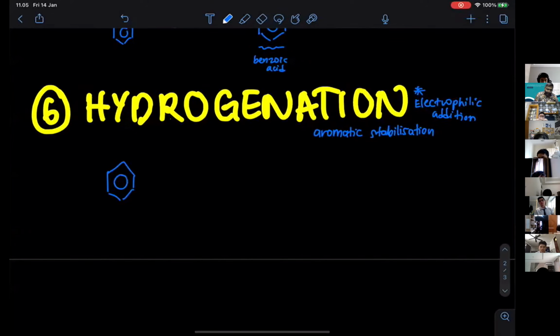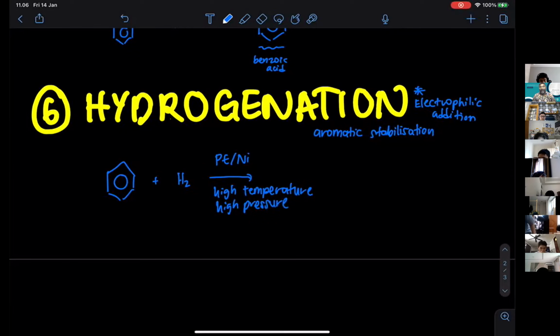So if you have benzene and you react it with hydrogen, the catalyst is going to be platinum or nickel, and in your syllabus they say high temperature. I would like to add that it must also be high pressure. In your syllabus they say high temperature only. I'm adding high pressure also, and they are going to give you cyclohexane. Cyclohexane means they don't have the circle over there. What is cyclohexane? This is C6H6.